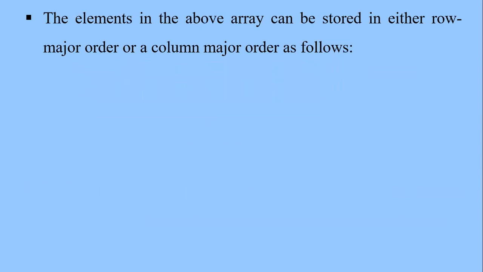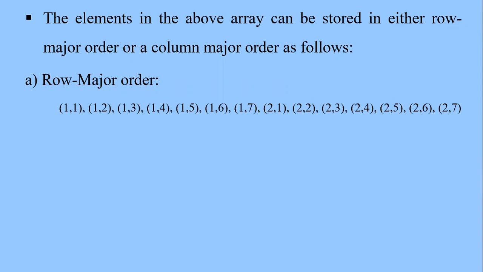The elements in the above array can be stored in either row major order or column major order as follows. When we store the elements in row major order, we begin by referring to the elements in the first row, and then once we complete the last element, we move on to the elements of the second row from the first to the last.